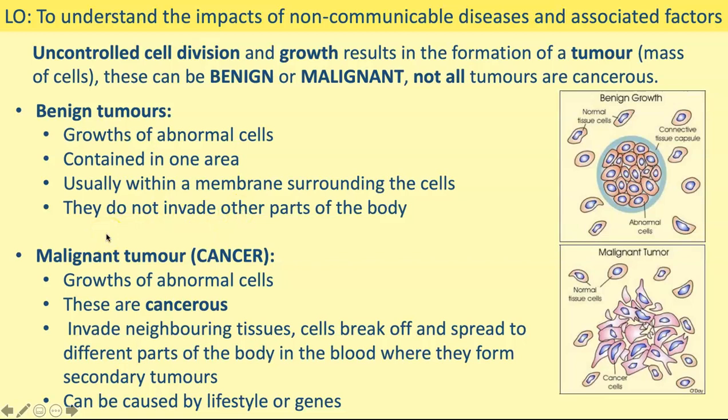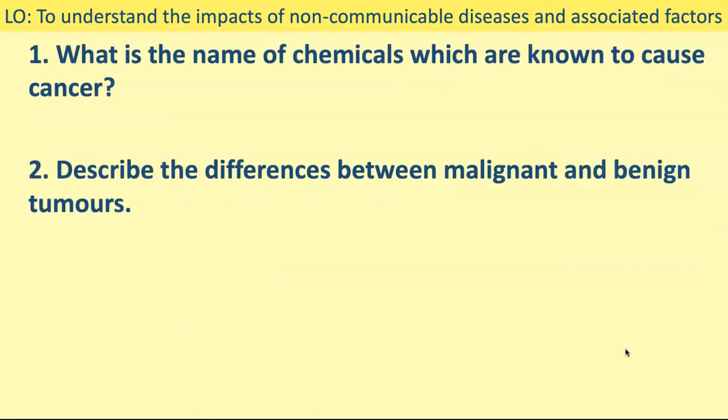Malignant tumours, however, are cancerous. They are growths of abnormal cells as well, but these can invade neighbouring tissues. The cells can actually break off and spread to different parts of the body in the blood, where they'll form secondary tumours. They can be caused by lifestyle and genes as well. What I want you to do now is pause the video, have a go at these questions, and then we will go through the answers, and then we're going to do a quiz at the end just to check your knowledge. So pause the video now, have a go at these questions.